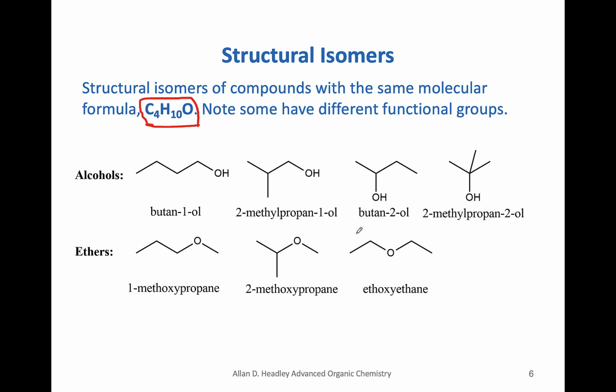So here is C4H10O. One possible isomer is here, still C4H10O, another one is here, and a third and a fourth. These are all alcohols because of that functional group that is present, and because of that functional group, they are called positional isomers, because of the position of the functional group.